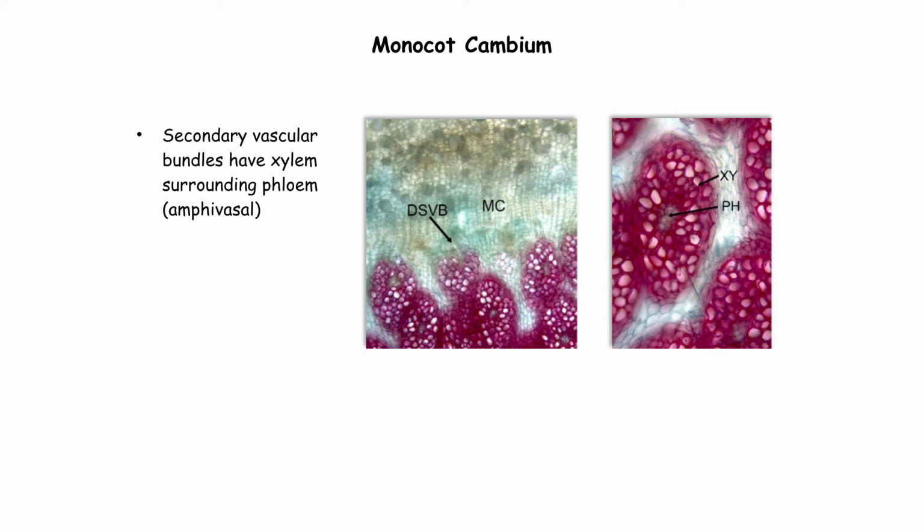And the way these bundles are arranged is with xylem surrounding phloem, which, for you anatomy buffs, is an amphivasal arrangement. So it's clearly a meristem, but it's not producing wood. It's making secondary vascular bundles. So quite different from a normal tree.